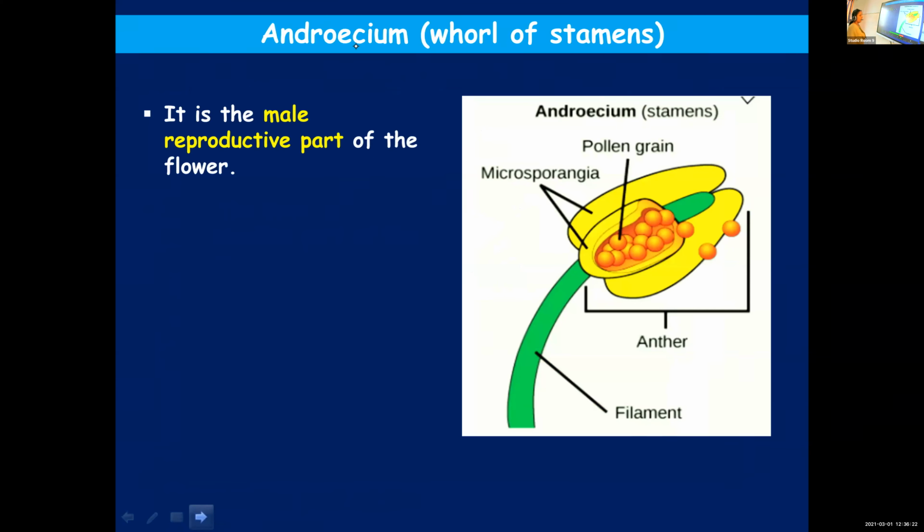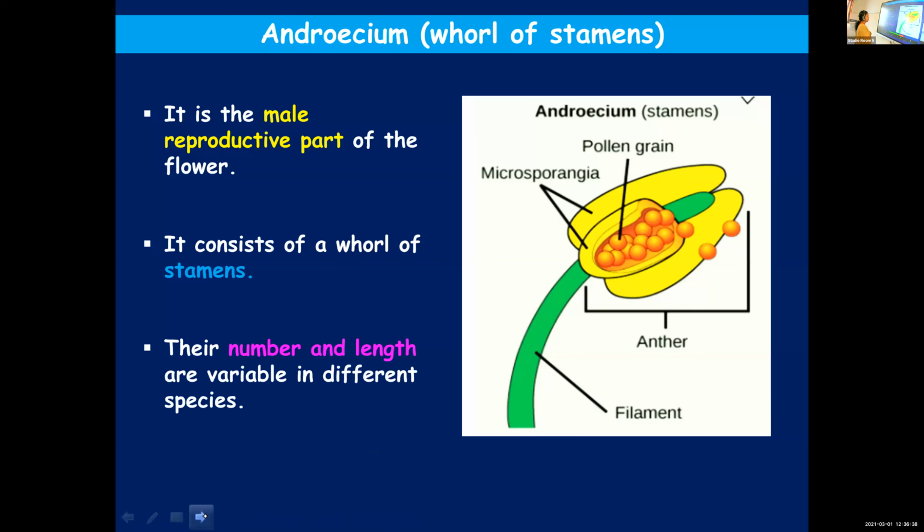Now we'll start with androecium. Androecium is a word consisting of stamen, men. So it's a male part, the male reproductive part of a flower. It consists of a whorl of stamens. The number of stamens and the length of the stamen is not fixed for all plants; there will be differences among the flowers. Some plants will have more stamens.